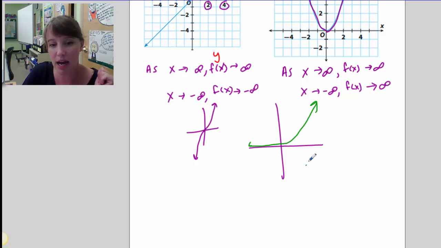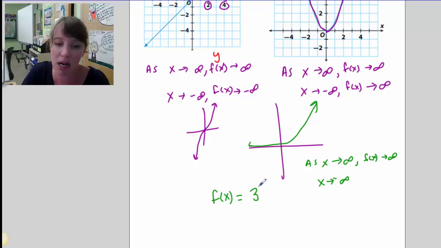We would say that as x gets larger, the function, f of x, also gets larger, goes to infinity. But something strange happens as x goes to negative infinity. Okay, so think about this. This would be like f of x is equal to 3 to the x.